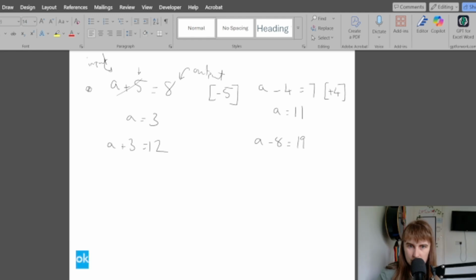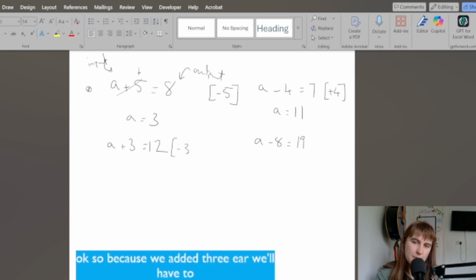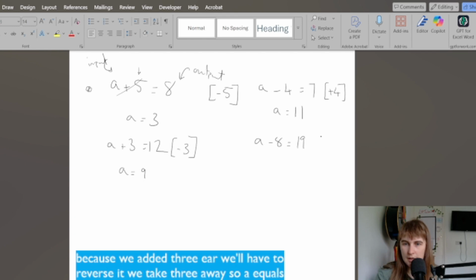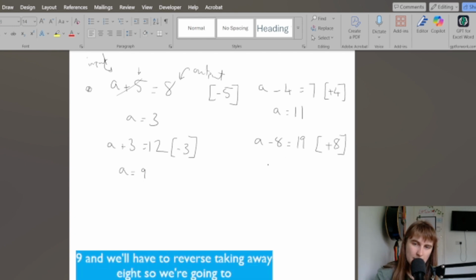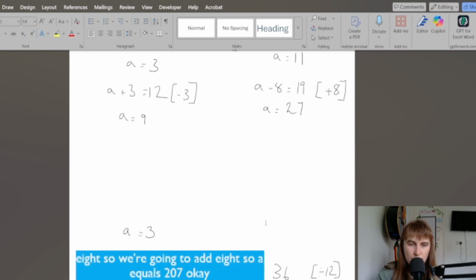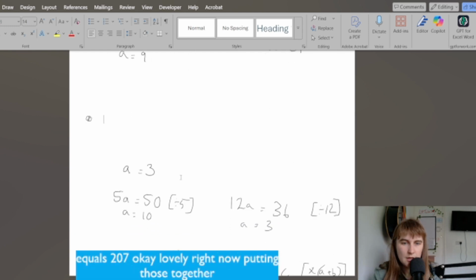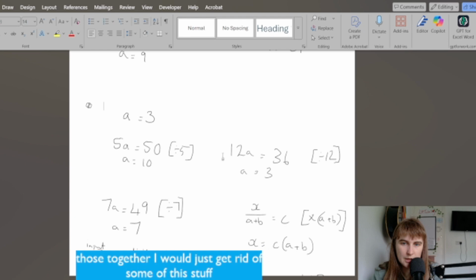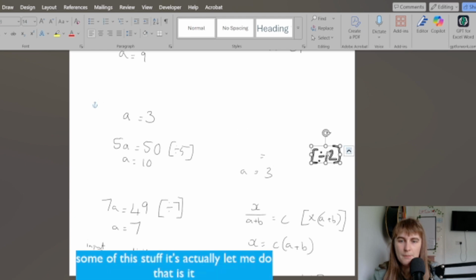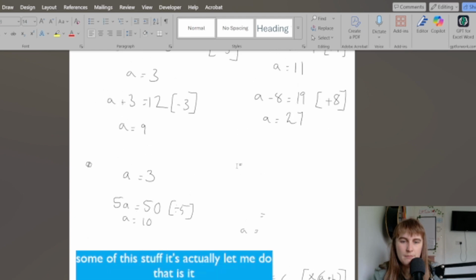Okay, so because we added 3 here, we'll have to reverse it. We take 3 away, so a equals 9, and we'll have to reverse taking away 8, so we're going to add 8, so a equals 27. Okay, lovely. Right, now putting those together, I'll just get rid of some of this stuff. It's not actually letting me do that, is it? Just move it down.